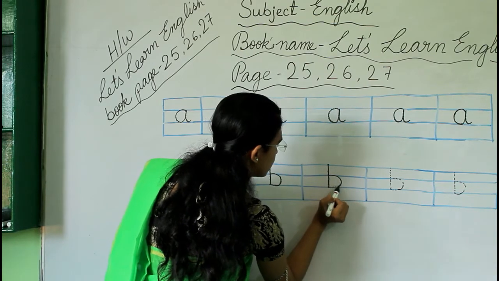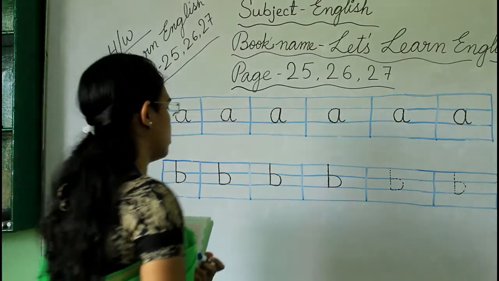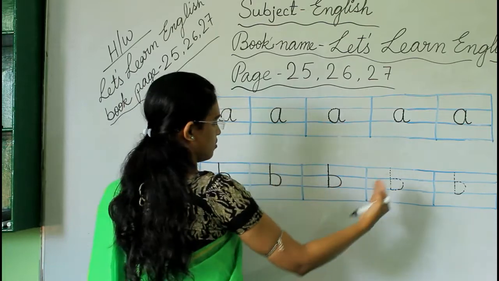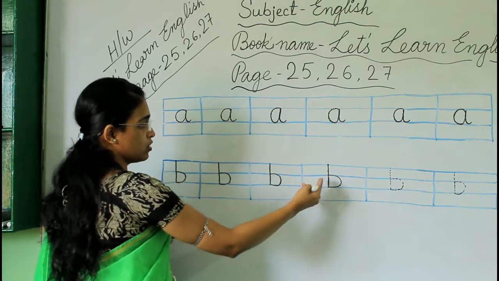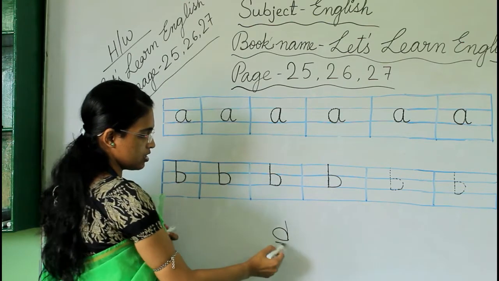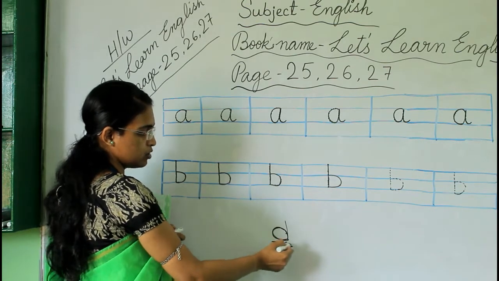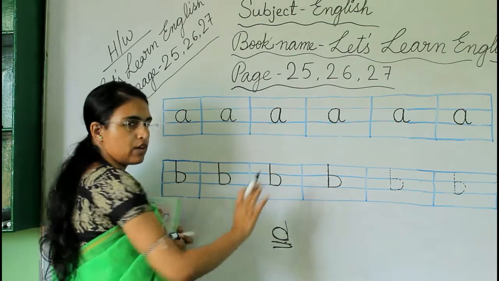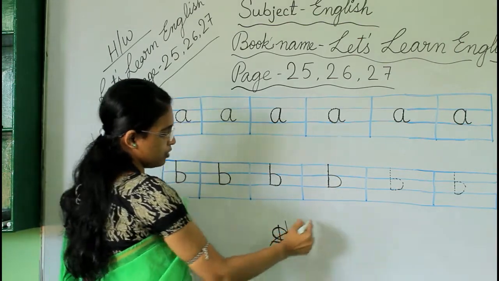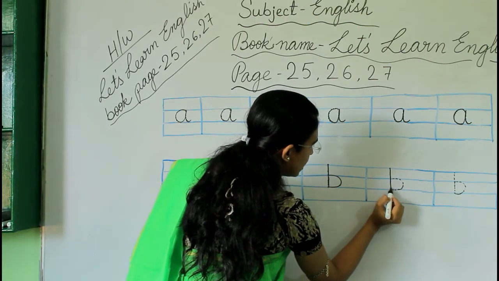When you are writing small letter B, remember one thing. The curved line should be on the right hand side, okay? Don't make the curved line on the left hand side, then it becomes D. This is D. When you draw the curved line on the left hand side, it becomes small letter D. So we are not writing small letter D, now we are writing which letter? Small letter B.